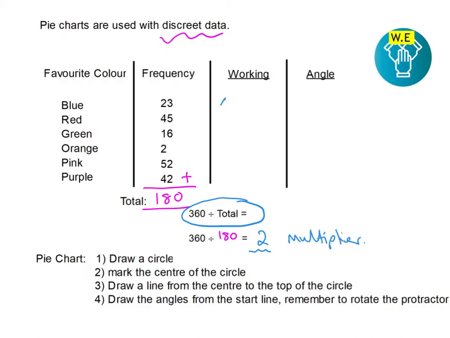So all of these we're going to times by 2 to get our angle that we have to draw. So that's going to be 46, 90, 32, 4, 104 and 84. Now before we start, we're going to just make sure it adds up to make 360, otherwise we're going to be out on our drawing.